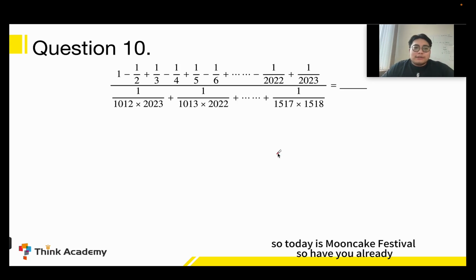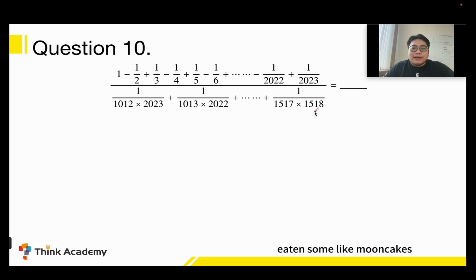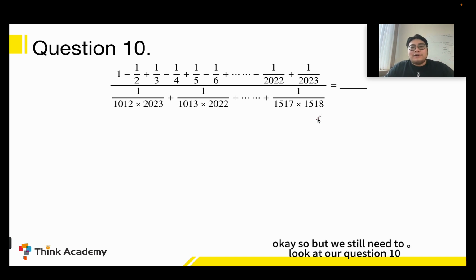Hello everyone. So today is Mooncake Festival. Have you already eaten some mooncakes? Okay, but we still need to look at our question 10.